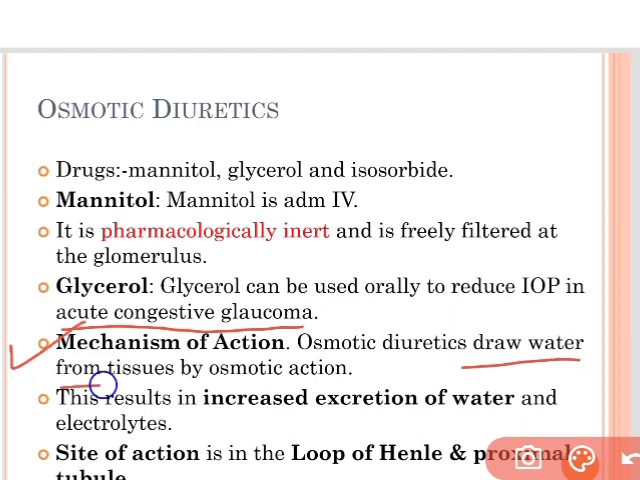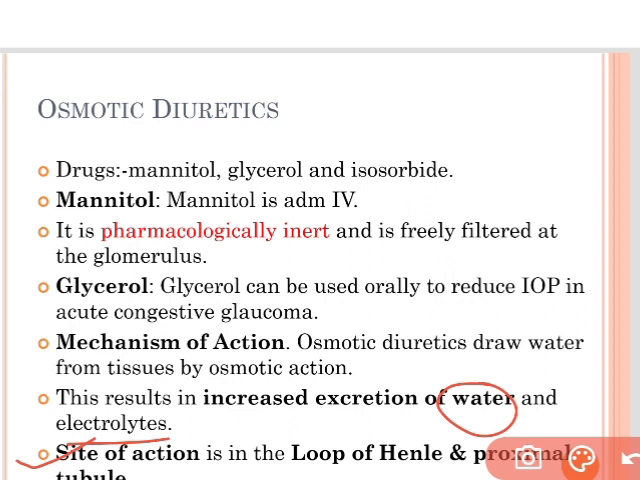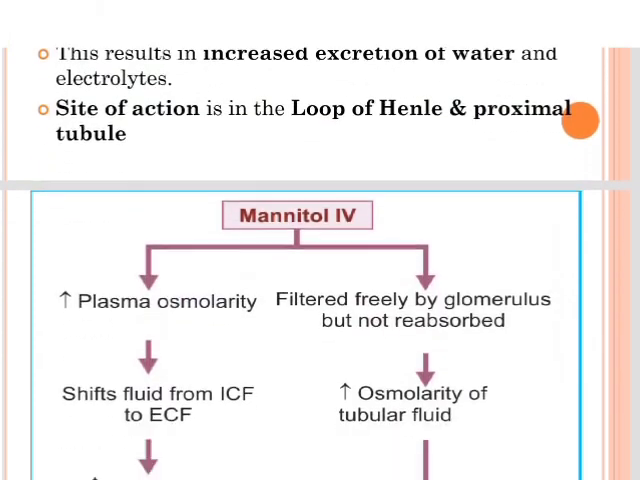They draw water from the tissues by osmotic action. Drawing water from a region of lower concentration to a higher concentration through a semi-permeable membrane is called osmotic action. Because of that, there is increased excretion of water and electrolytes. And what is the site of action? They act in the loop of Henle and the proximal tubule. Okay, now we'll see mannitol.